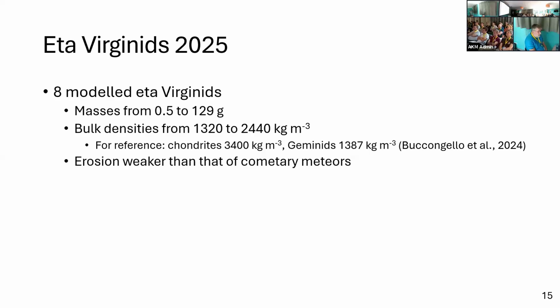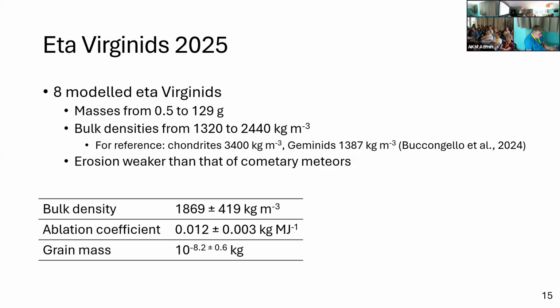And what we have also noticed is that the erosion, so the number of those small released grains, is smaller than in cometary meteors that we have previously analyzed, which means that Eta Virginids are less crumbly than cometary meteors, which are very weak. So to summarize my presentation in one table, this is it. I don't know about you, but this looks pretty asteroidal to me. So thank you for your attention.